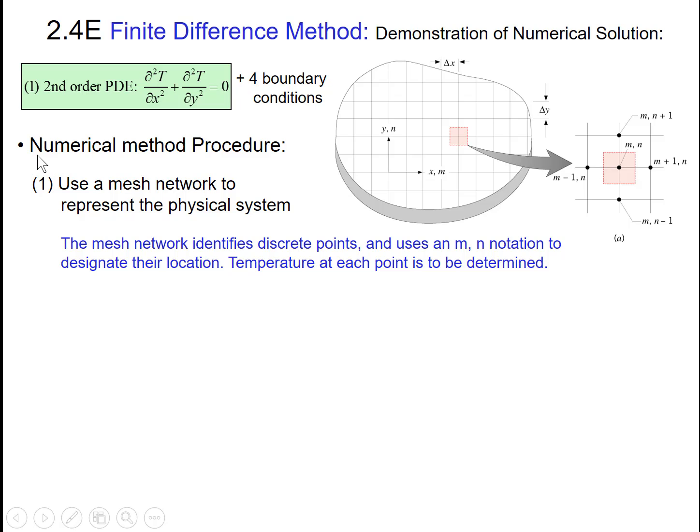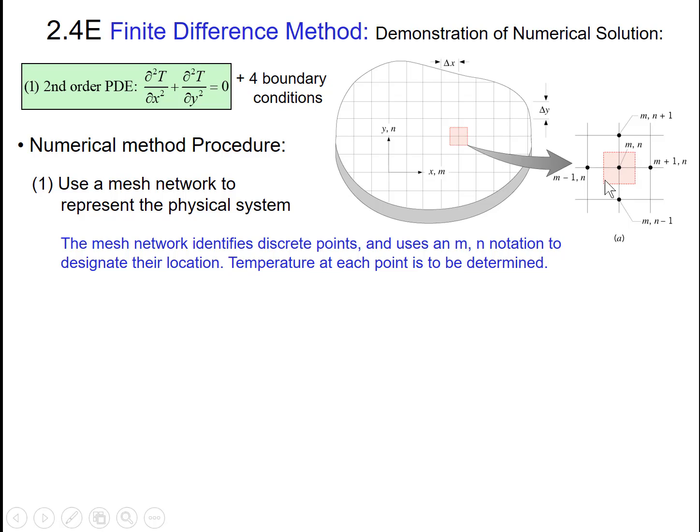Second, the numerical method idea is that we use a mesh network to represent this physical system where the mesh network identifies discrete points and uses an MN notation to designate their location.